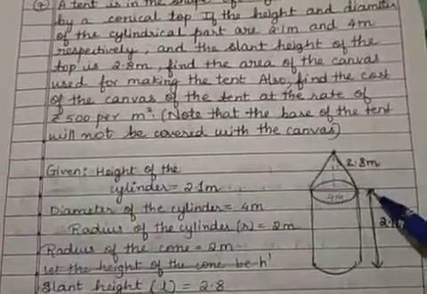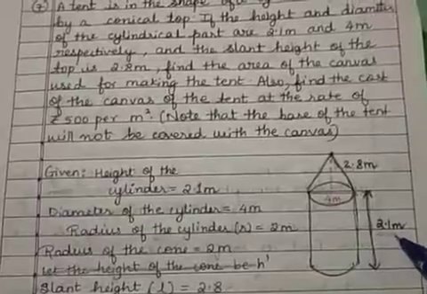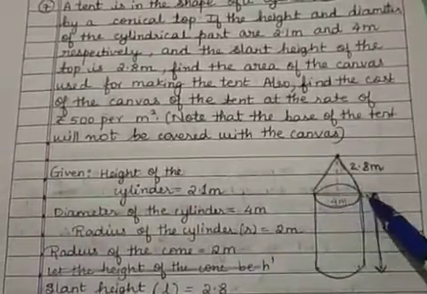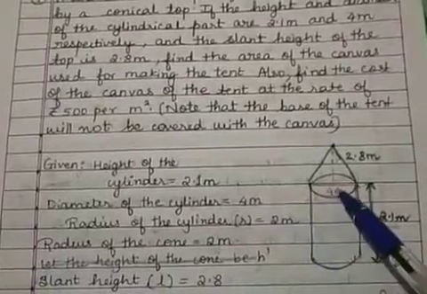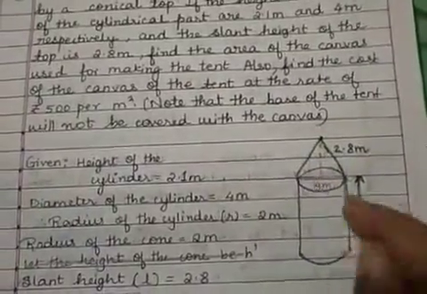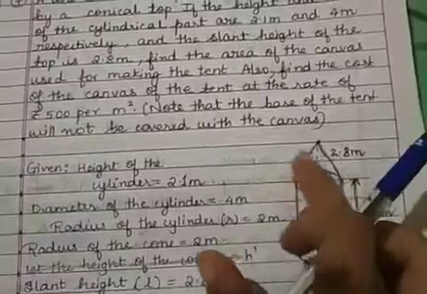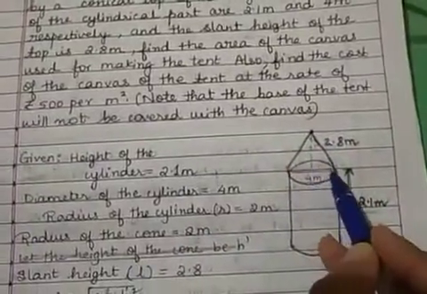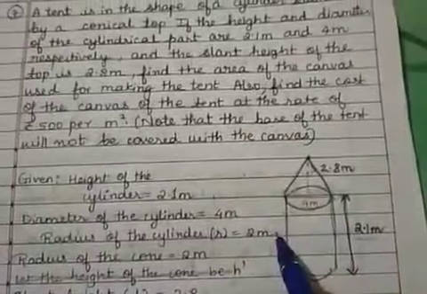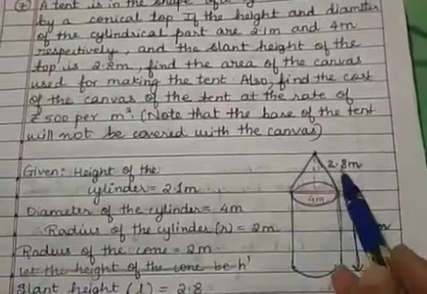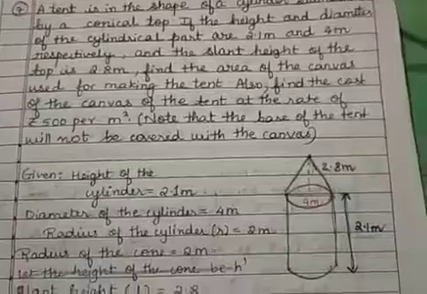It is given that the height of the cylinder is 2.1 meters and the diameter of the cylinder is 4 meters. So the radius is 2 meters. And what is the radius of the cone? It is exactly placed on the cylinder. So the radius of the cone and the radius of the cylinder will be same, which is 2 meters. And the slant height is given to be 2.8 meters.